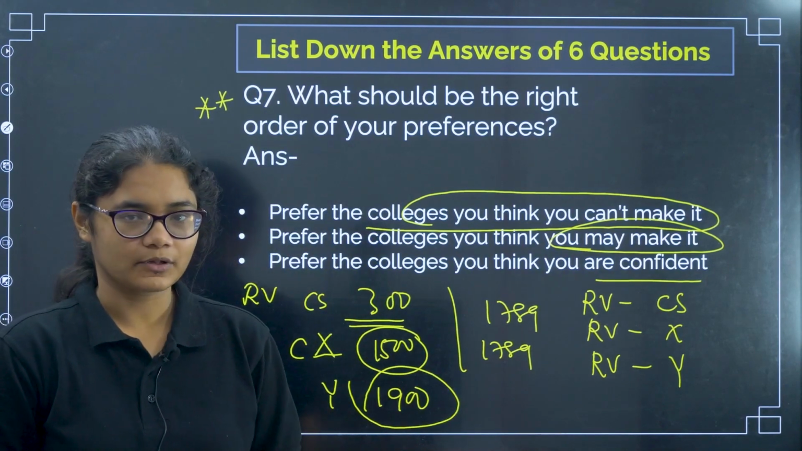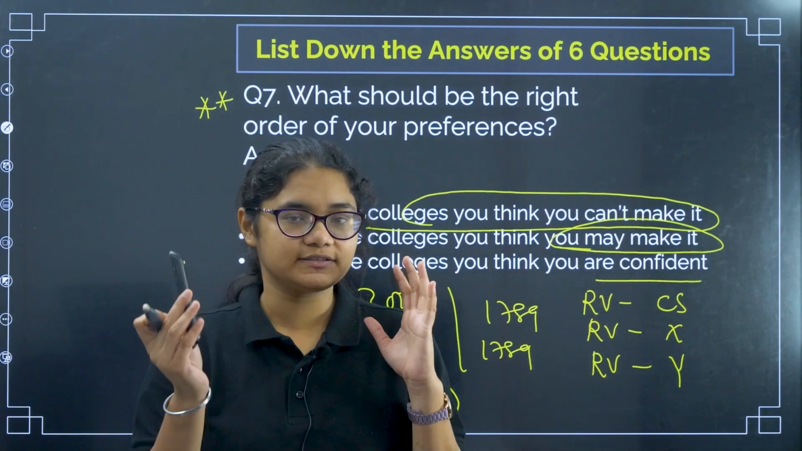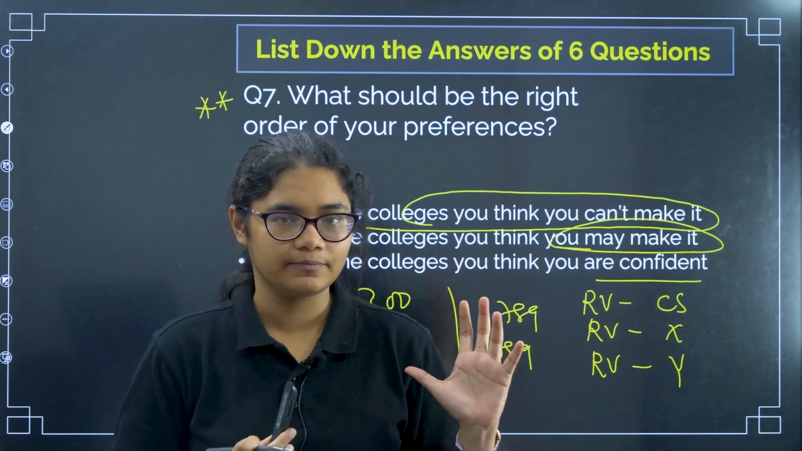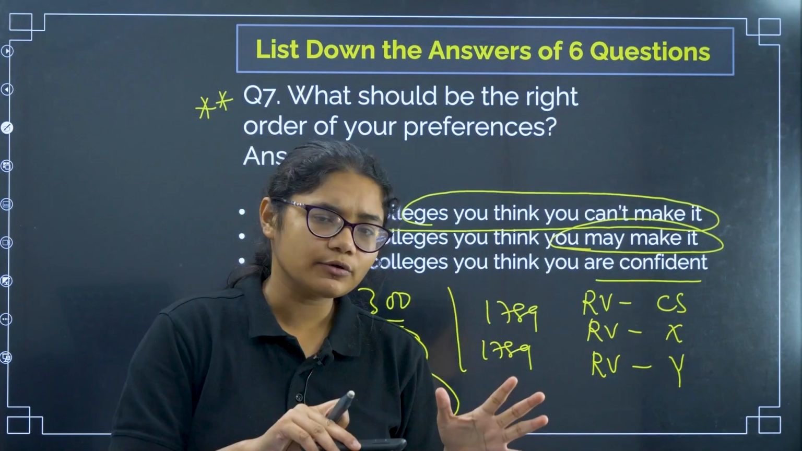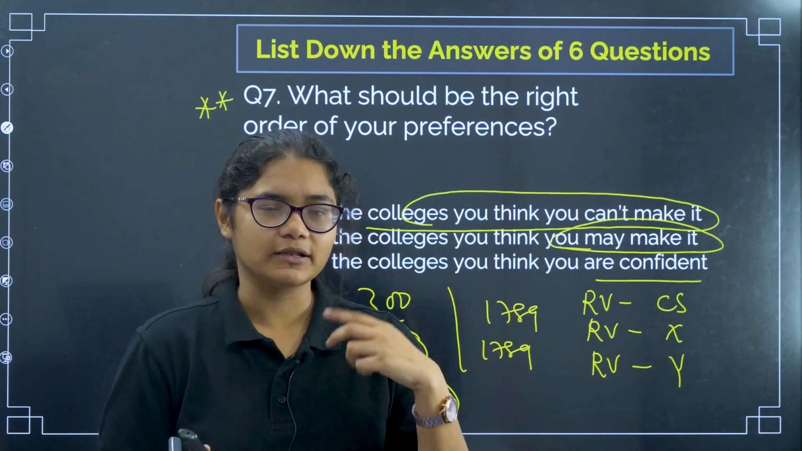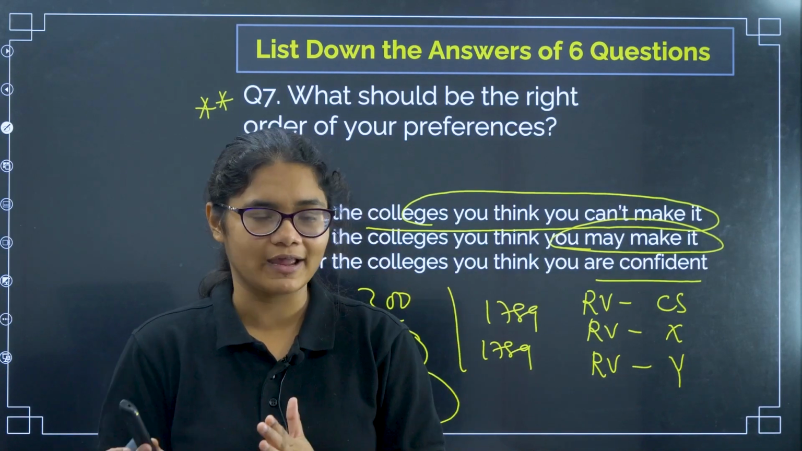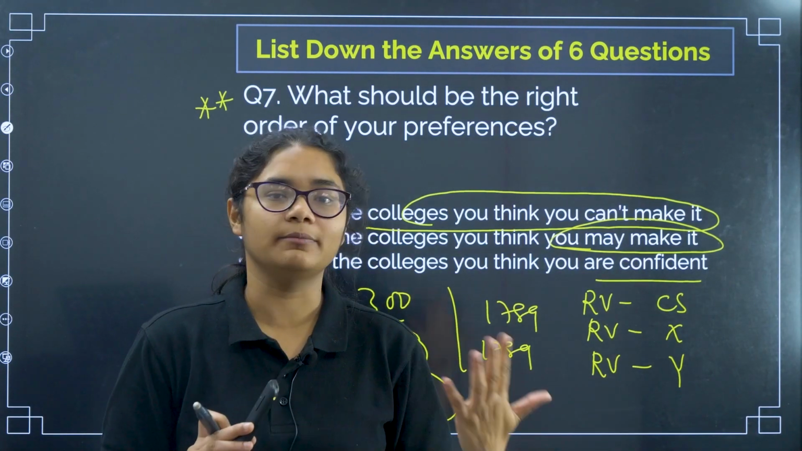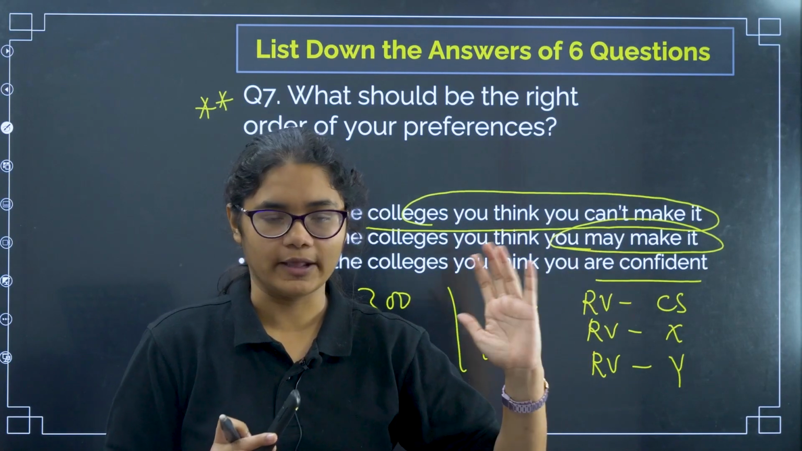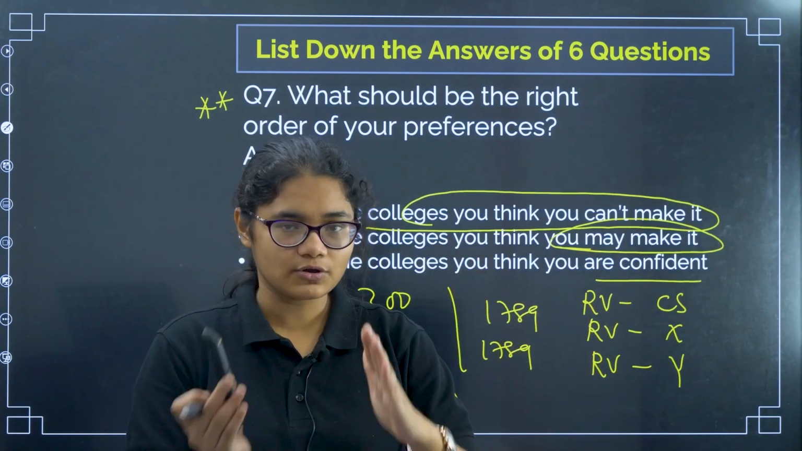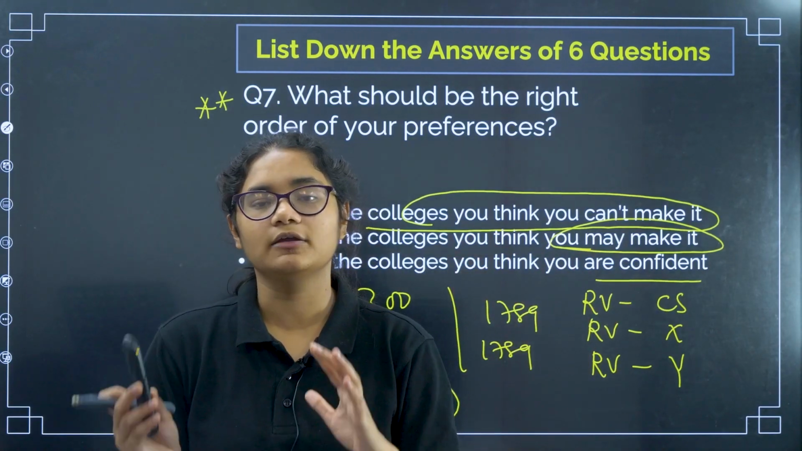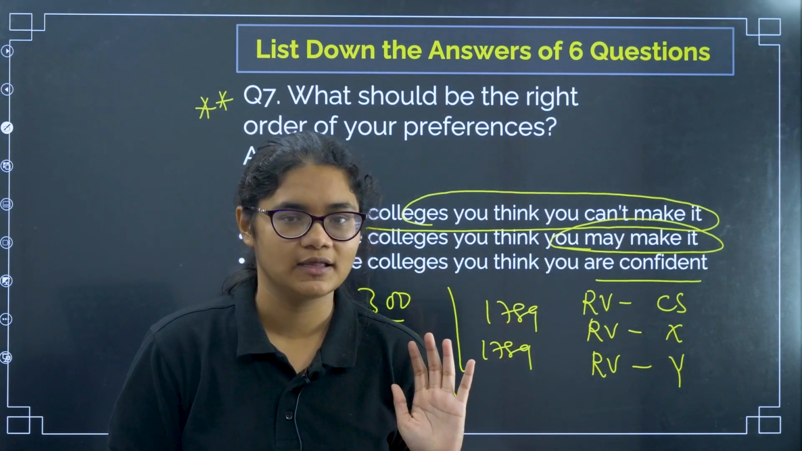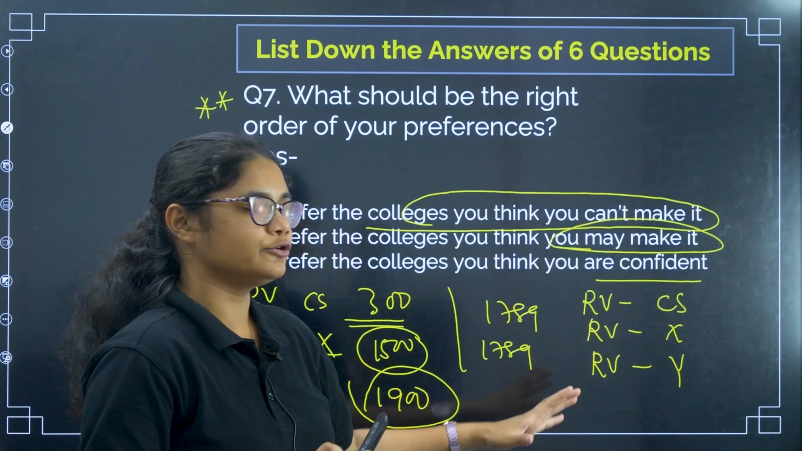You are getting it? So first, which colleges should you prefer? The ones where it is difficult for you to get. Second is those which you may or may not get, where the cutoff rank is a little higher than your KCET rank, but there is a possibility that you may get it in the third round. And the last ones will be those where you are very confident that you will get these colleges. This is the way you should arrange.